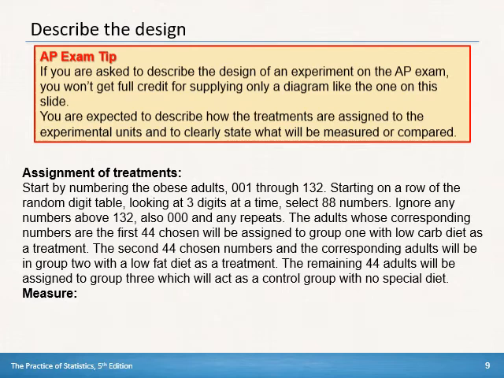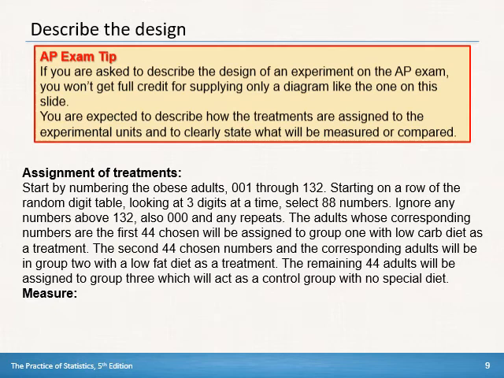So you would start by numbering the population, which is the 132 people. We got to use 3 digits because 132, that number is 3 digits. So we do 001 through 132. We number everybody, and we start on a particular row of the random digit table. We look at 3 digits at a time, and we would select 88, which is really, maybe it would be better to say we're going to select 44 numbers. We ignore any numbers above 132. We ignore 000 and any repeats.